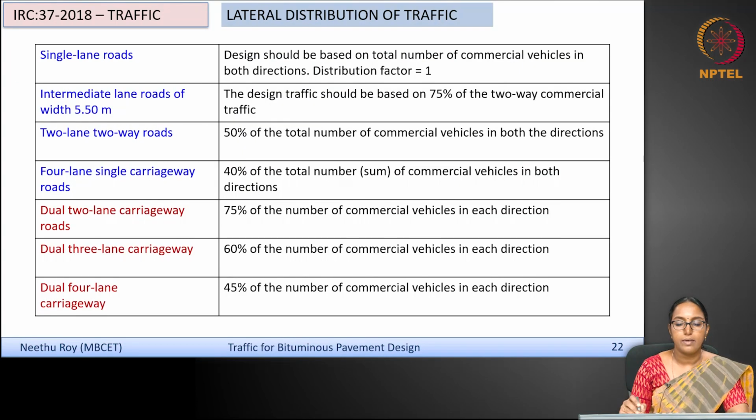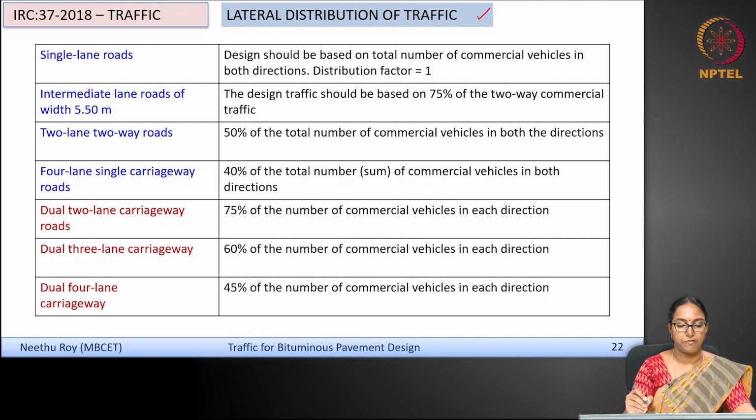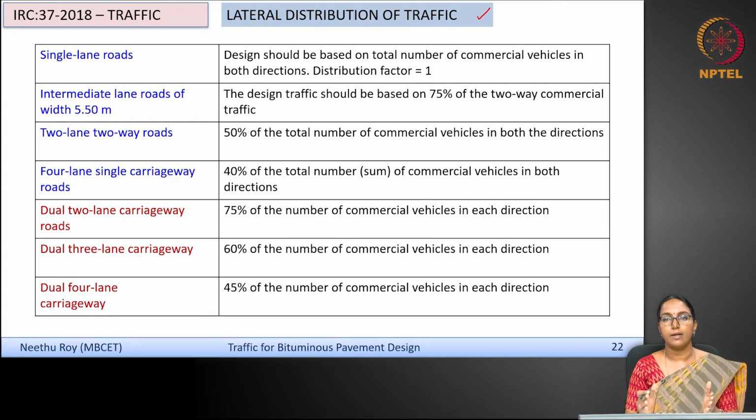Now, the next factor to be considered for determining the equivalent standard axle loads is the lateral distribution of traffic. You can have different numbers of lanes, and you will have traffic in both directions. Say if it's a north-south road, you will have the northbound traffic as well as the southbound traffic. Based on the number of lanes, the number of vehicles or the percentage of traffic that will stress or strain a particular point in the pavement will vary.